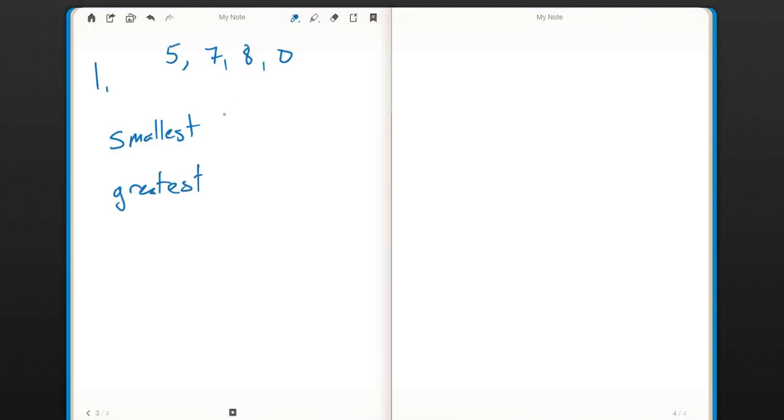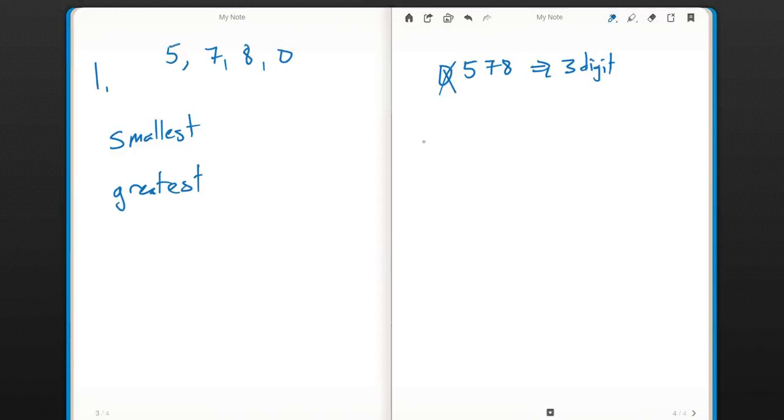They give us a hint. No number can begin with a 0. If I had the number 0, 5, 7, 8, that's actually a 3-digit number. We don't count the leading 0. It doesn't count as a digit in a number like this.